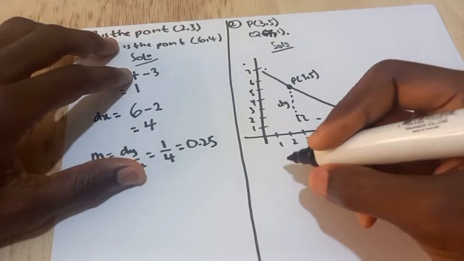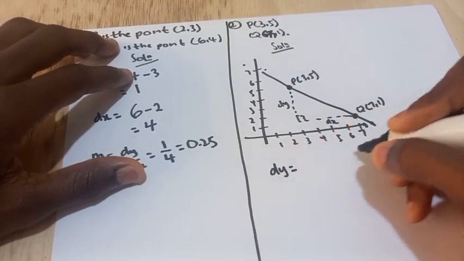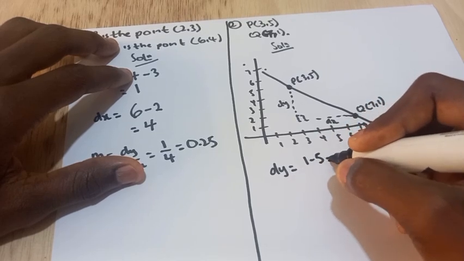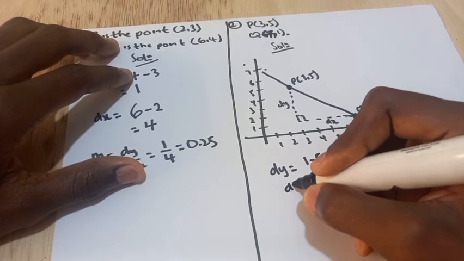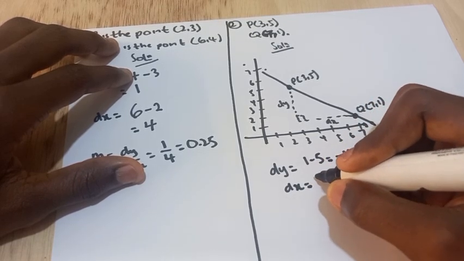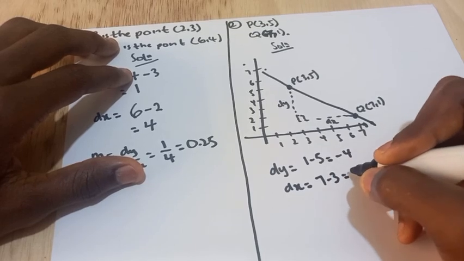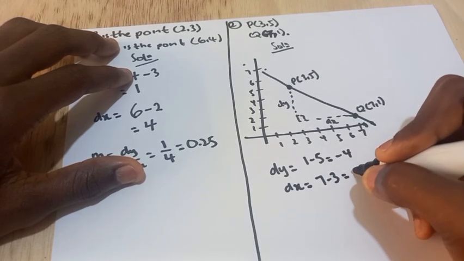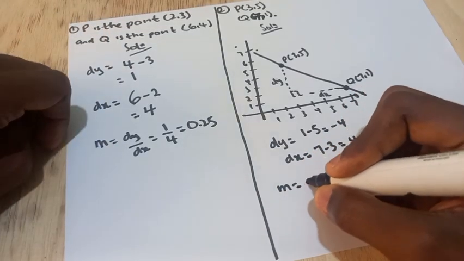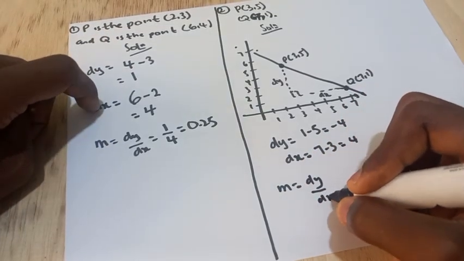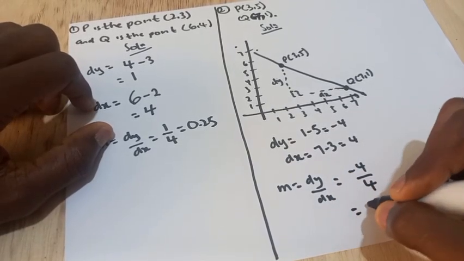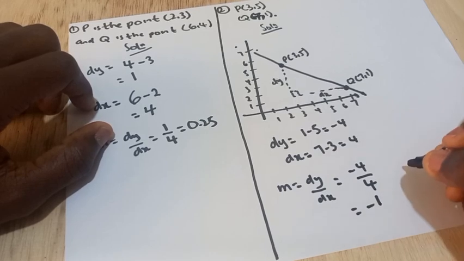So in this case, dy is equal to 1 minus 5, making it minus 4. The dx is equal to the change in the x-axis, so then 7 minus 3, making it 4. So by solving the gradient, we have dy over dx is equal to minus 4 over 4, which is equal to minus 1. So this is the gradient.